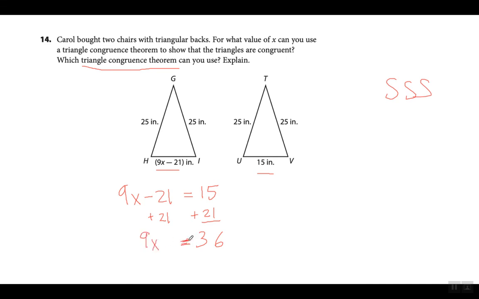Alright, so if you know your timetables, you already know the answer. Divide both sides by 9. So x equals 4.